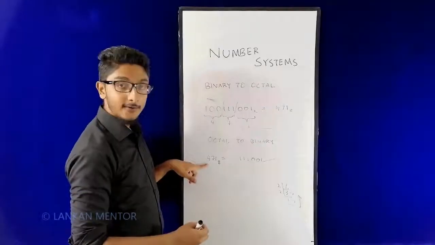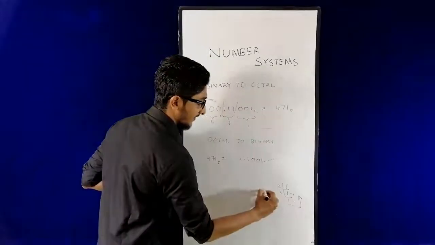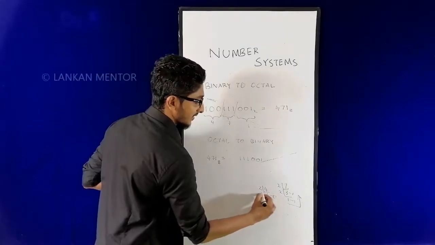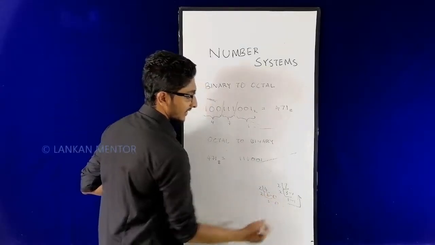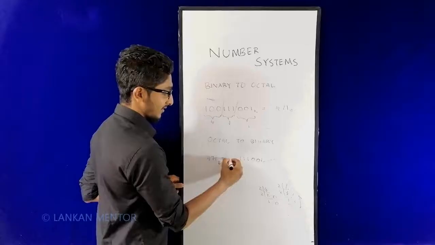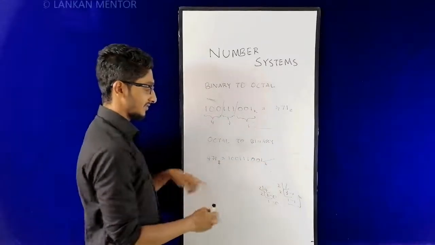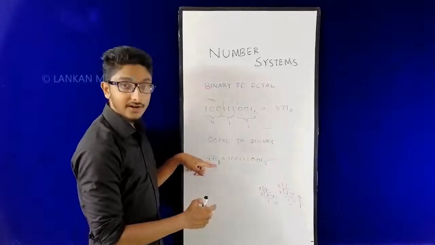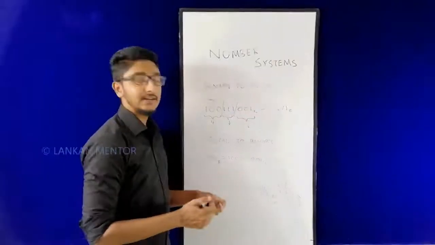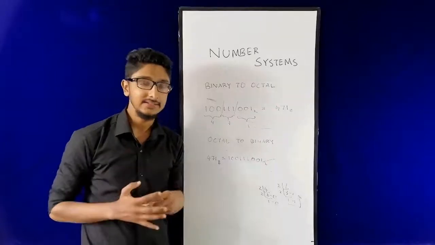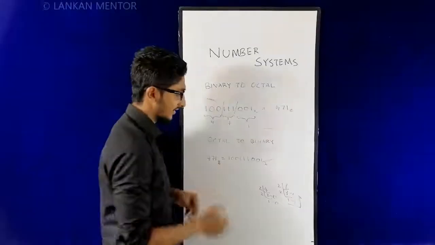And 4, find the binary of 4. Divide by 2, so no remainder. 2 again is 1 and no remainder. So 1, 0, 0. Base 2. So you see 471 octal can be written like this in binary very quickly. It is easy.